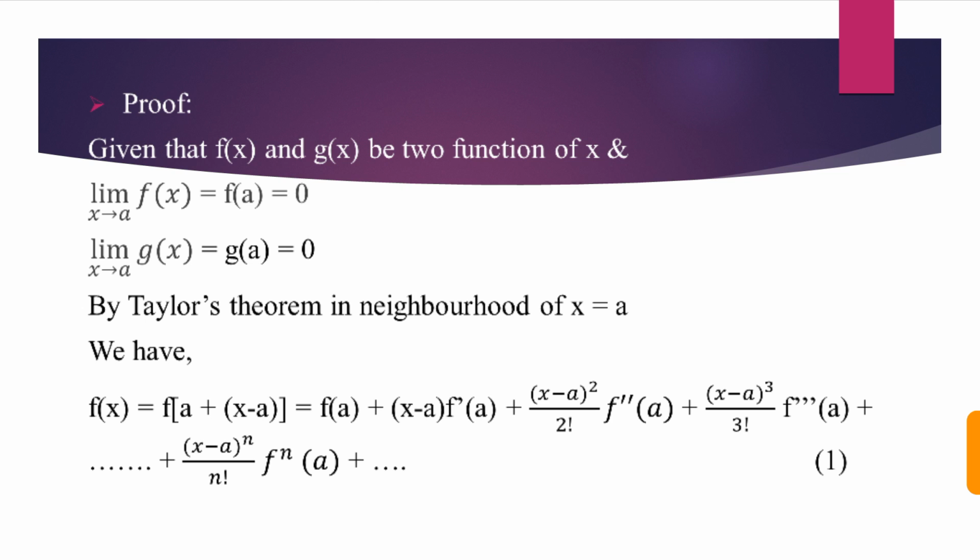By Taylor's theorem, in the neighborhood of x is equal to a, we have f of x is equal to f of a plus x minus a into f dash of a plus x minus a whole square by 2 factorial f double dash of a plus x minus a whole cube upon 3 factorial into f triple dash of a, plus and so on. Now I call this equation number first.